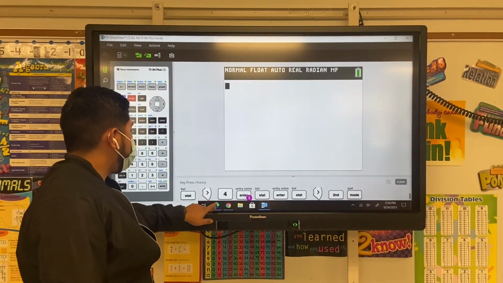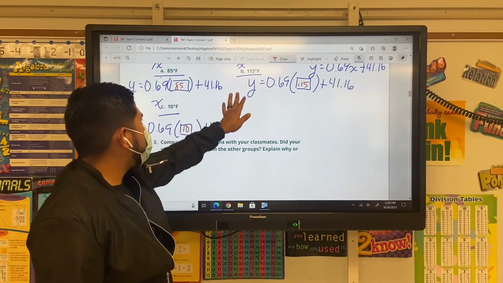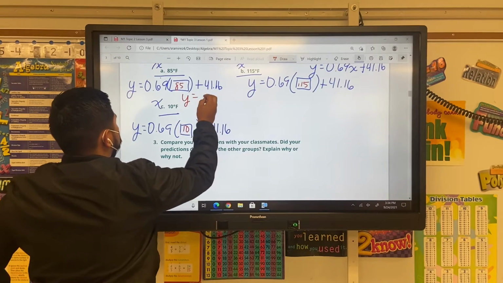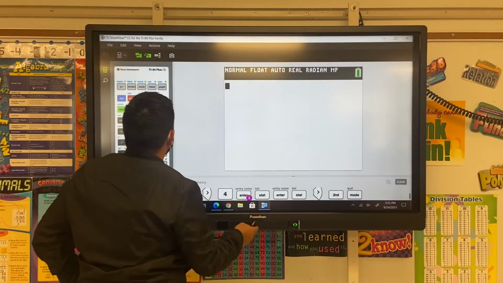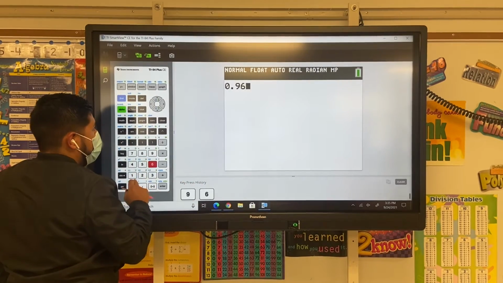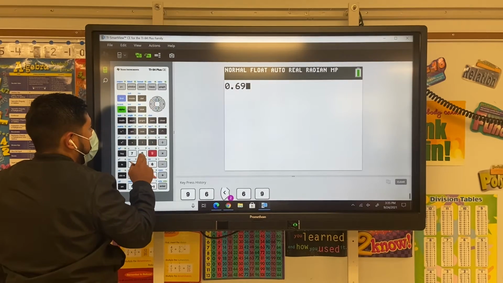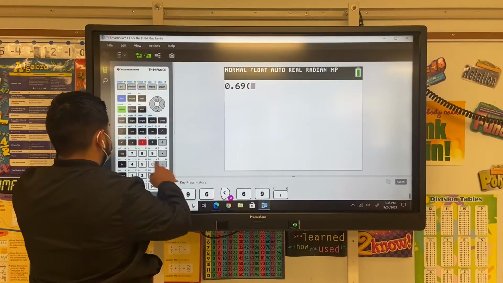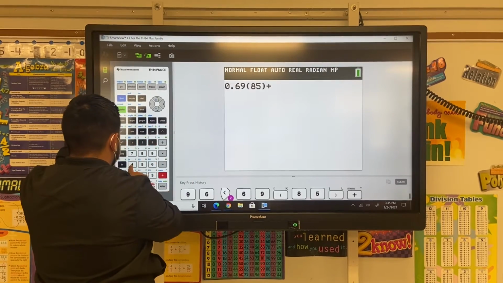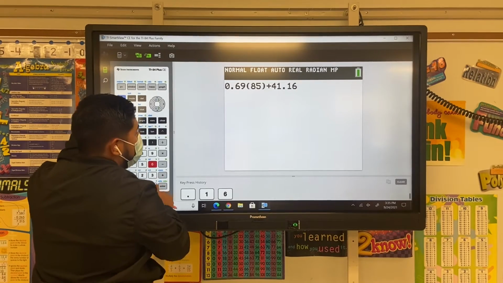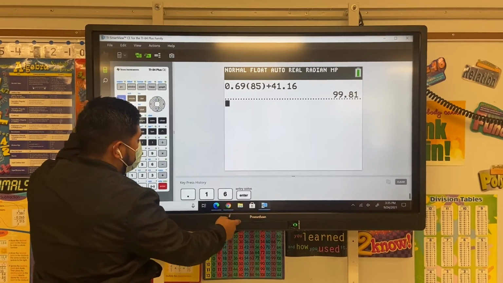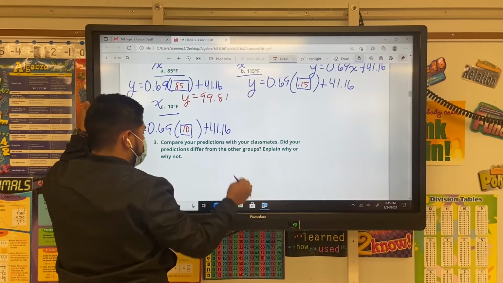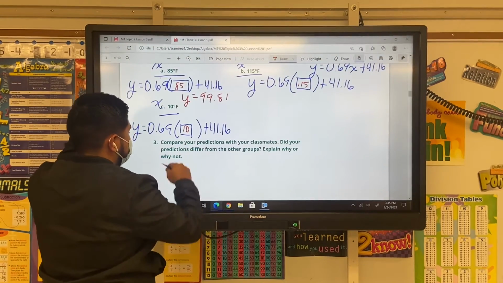Now, what am I going to put in the calculator next? The part that starts with 0.69 so I can get out what y is. Y equals, we're going to find out that answer. Let's do it. 0.69, parentheses, what is it, 85, parentheses plus 41.16. Y equals 98.81. Write that down.